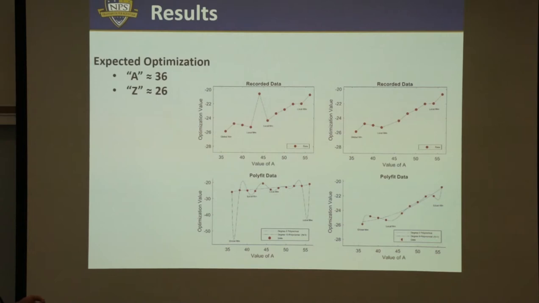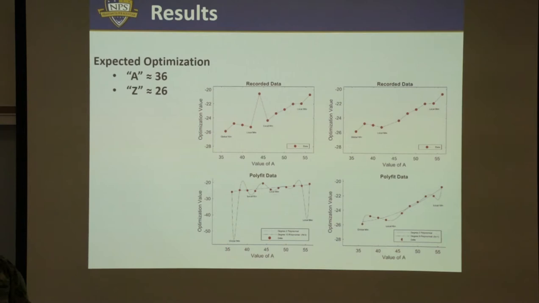So if the optimization function had a complete data set, we would expect it to find a global min at about A equals 36. And then we would expect it to perhaps get lost in this local min at about A equals 55. The function that we chose was fmin bound, which is not guaranteed to find a global minimum, simply a local minimum, which is why those locals are pointed out there.